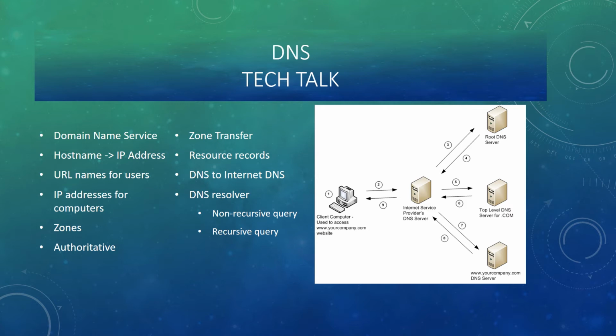The records that are housed within the DNS server are called resource records. Resource records map host names to their IP addresses. In regards to DNS and Internet DNS, when a DNS server struggles to locate a host name, it can call out to another DNS server on a higher level to help it find the requested host name.